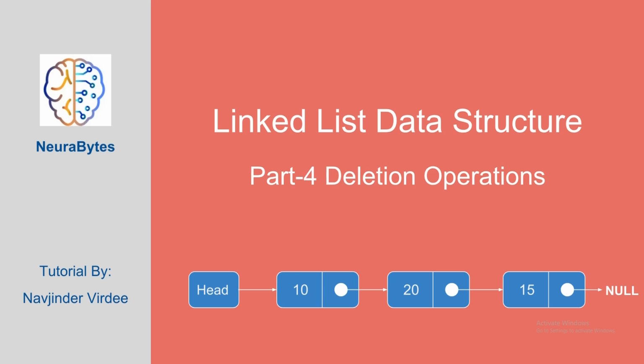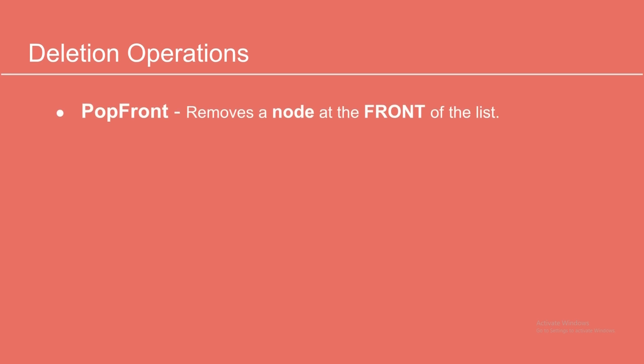My name is Navjinder Virdee, and in this lesson, we will learn how to delete nodes from a linked list. We will learn about two deletion operations. Number one is PopFront. It removes the node at the front of the list. And number two is PopBack. It removes the node at the end of the list.